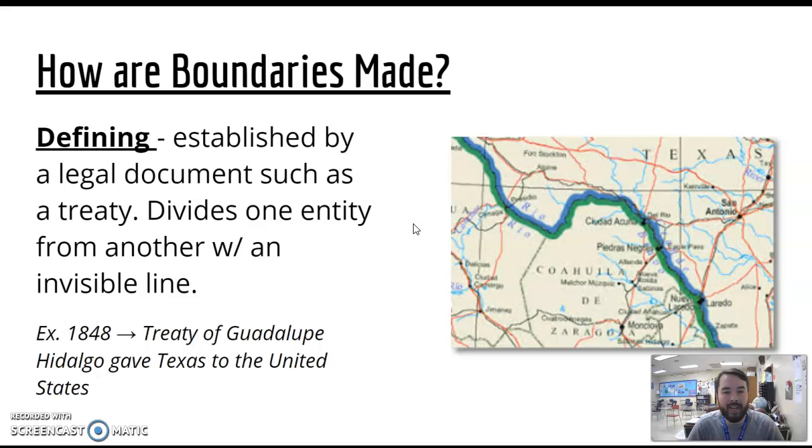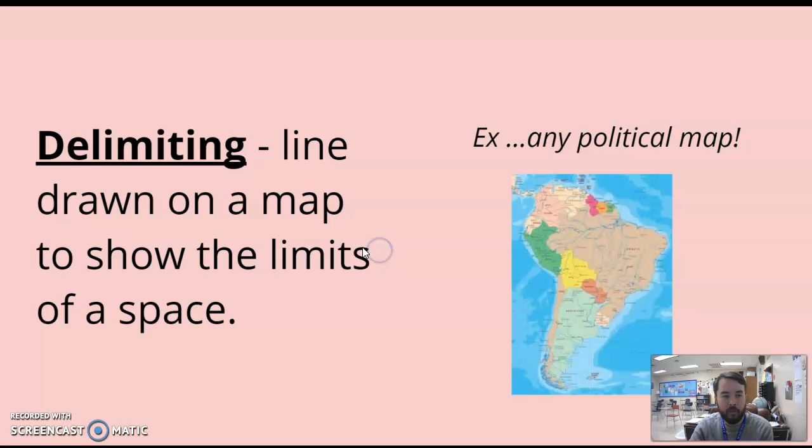So first off is how are boundaries made? Okay, the first way that a boundary is made is by defining it. Okay, this is established by a legal document such as a treaty, an agreement between two countries. It divides one entity from another with an invisible line. The next up is delimiting. So a line drawn on a map to show the limits of a space. So how far can you go in one direction or another? An example is any political map.